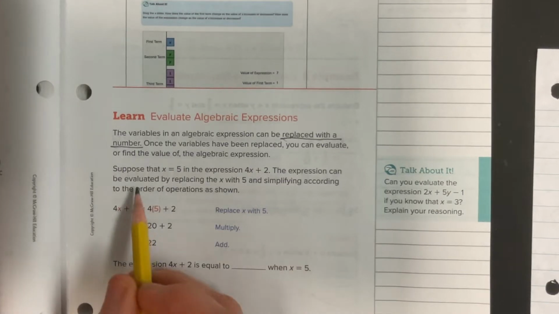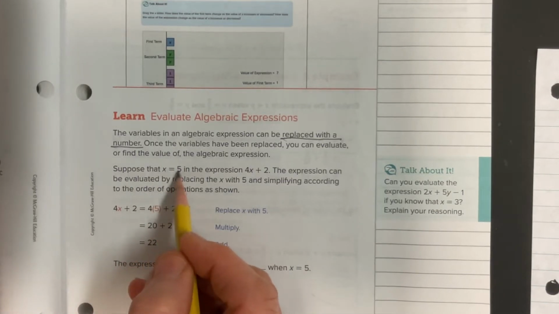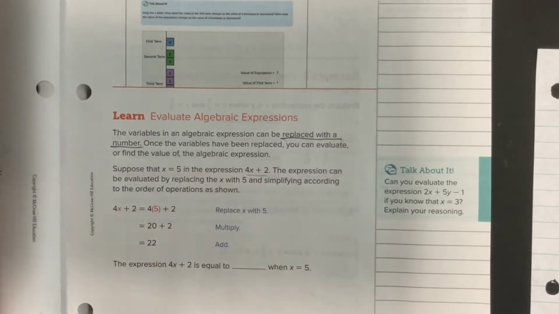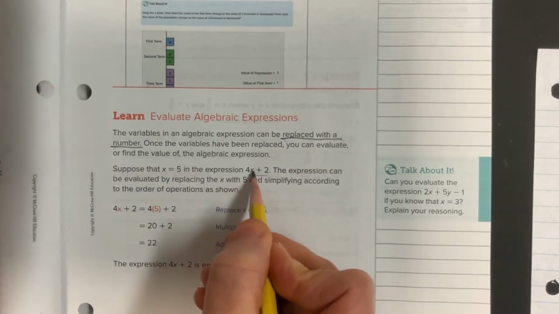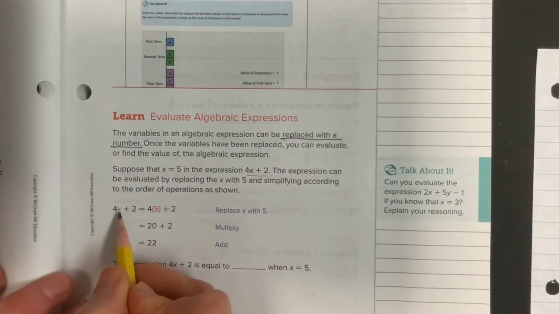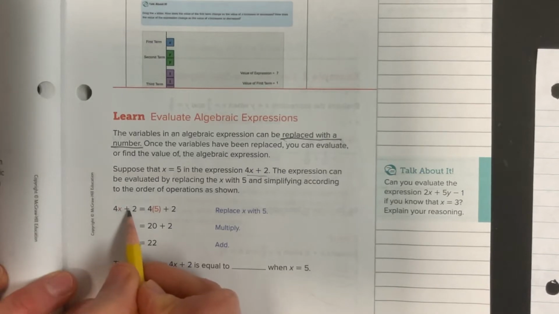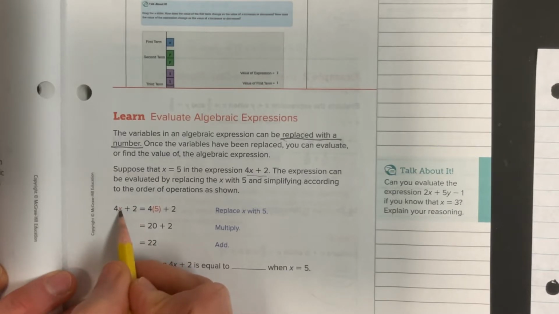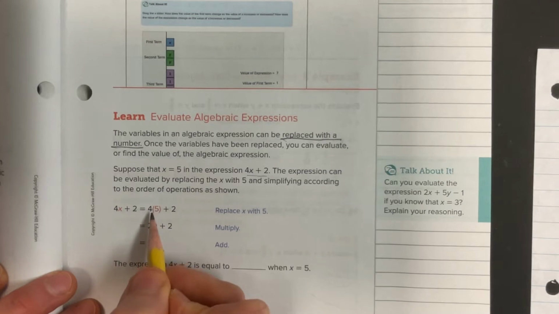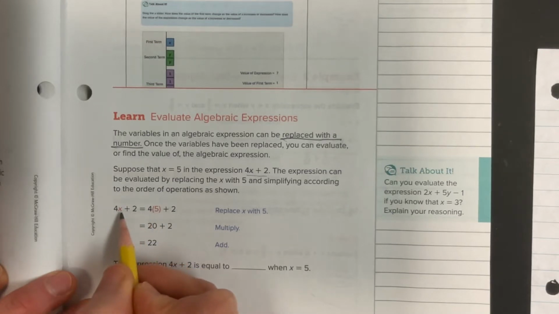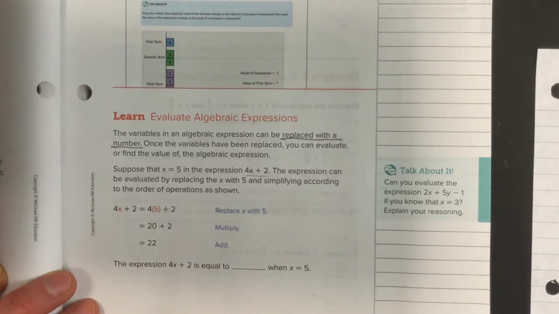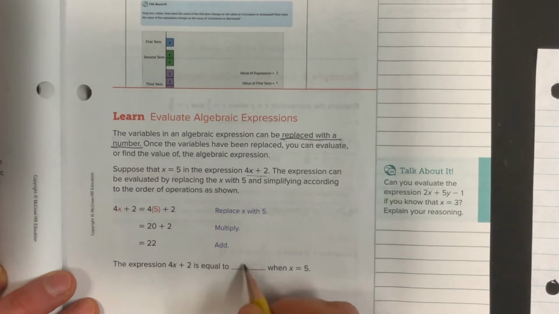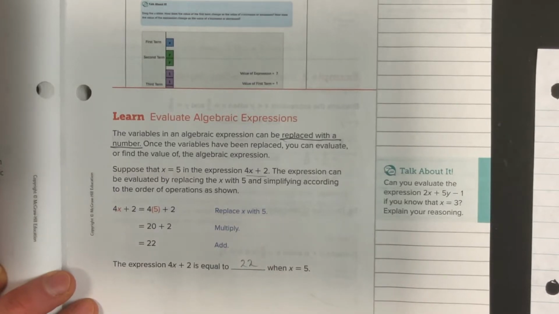Okay, so for instance, it says, suppose that x is equal to 5 in this expression. So they give us an expression and they tell us what x is equal to. Then they just want the answer to the expression. So if you notice down here, they made the x be red, 4x plus 2. And they told us that x was 5. So notice in place of the x, they put a 5. Now that does not mean 45. It means 4 times 5. 4 times 5 is 20. And then we add the 2 and get 22. So the expression is equal to 22 when x is 5.